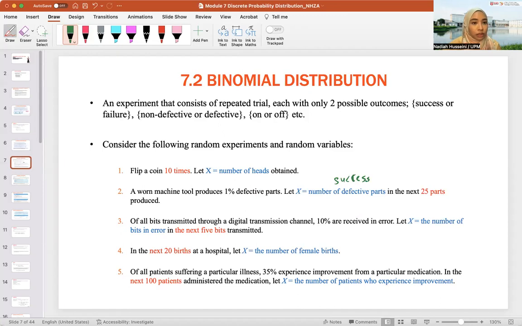You have to know which one is considered the success. So if they are asking for the number of defective parts, then that will be your success. So you apply that success in your binomial distribution or in your equation. And then you have to know that binomial distribution, sometimes they give you the P, sometimes they do not. And the 25 parts produced is your trial or your repeated experiments. So this happens within the same time frame.